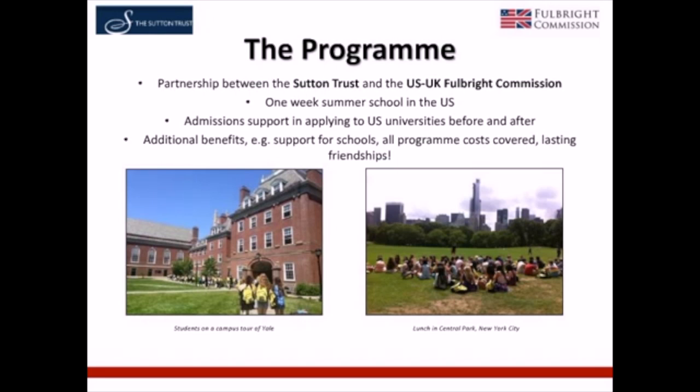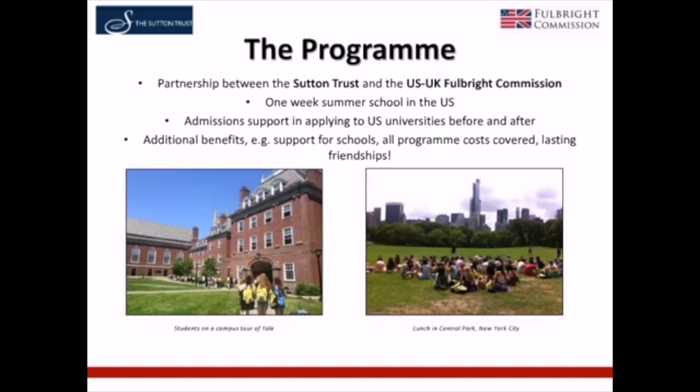And to give you a bit of background on these two organisations that are involved, firstly, the Sutton Trust is a UK charity that was founded by Sir Peter Lampall with the aim of providing educational opportunities for able young people from non-privileged backgrounds. And they also work to improve social mobility through education. And the US-UK Fulbright Commission is a not-for-profit organisation that was set up just after World War II by Senator Fulbright to promote peace and cultural understanding between the US and the UK.